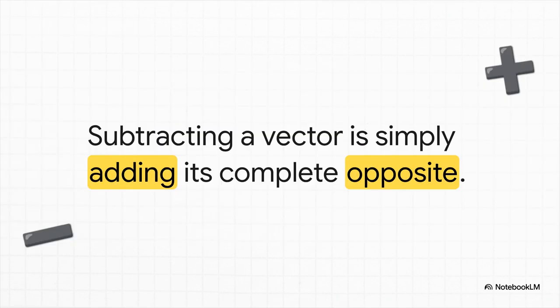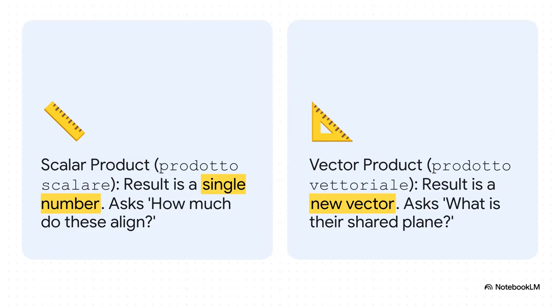So simple. Okay, so what about subtraction? Believe it or not, it's even easier. See, subtracting a vector is just a clever trick. It's the exact same thing as adding a vector that's pointing in the complete opposite direction. So instead of subtracting east, you just add west. That's it. Done.